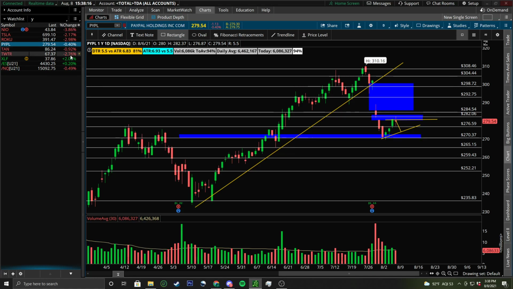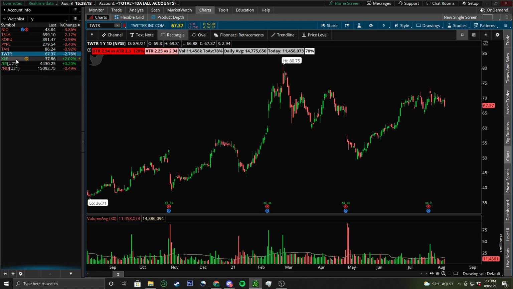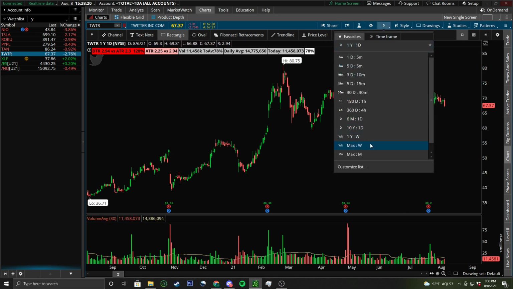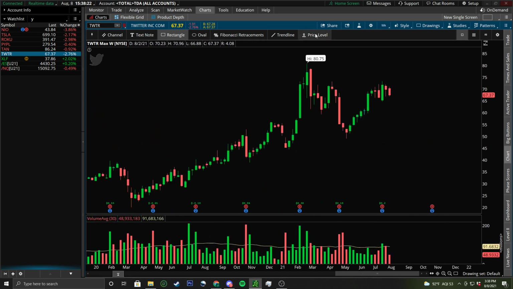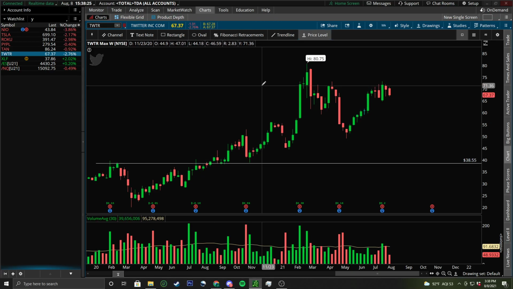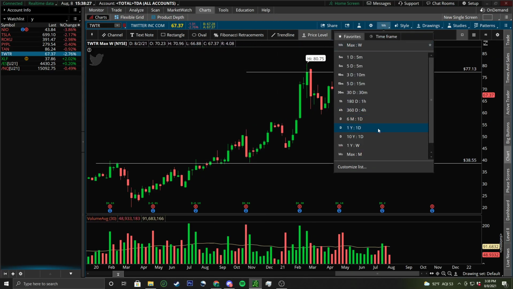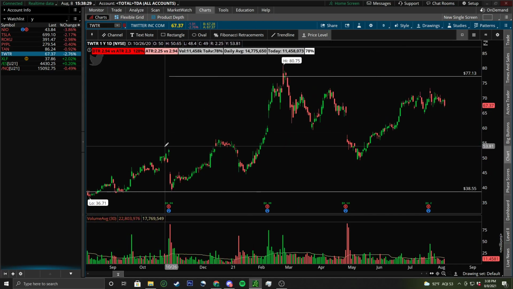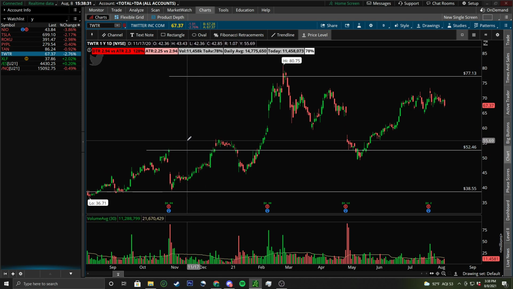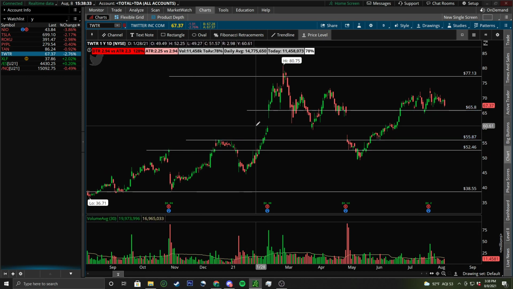So let's break into Twitter, and then I'll get into TAN, the solar sector, and the financial sector. So Twitter, we kicked ass on this a couple weeks ago. Let's grab the bottom, grab the top. Or not even a couple weeks ago, that was literally like last week. Huge gap range. Can't forget that one. Oops.